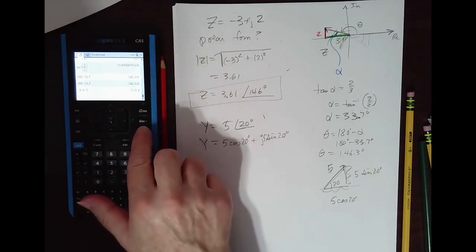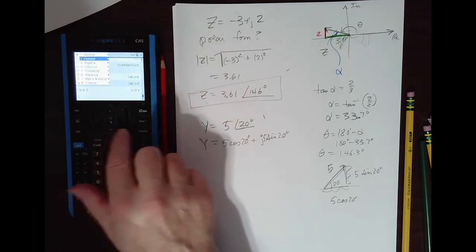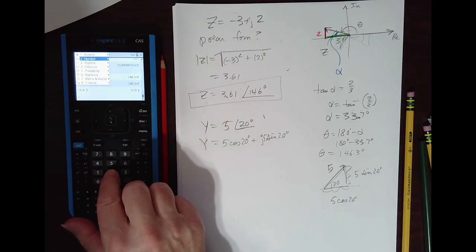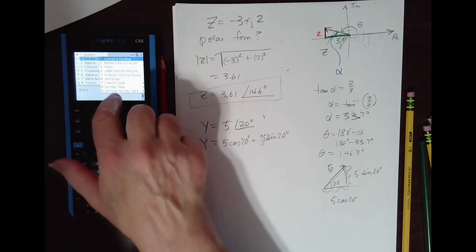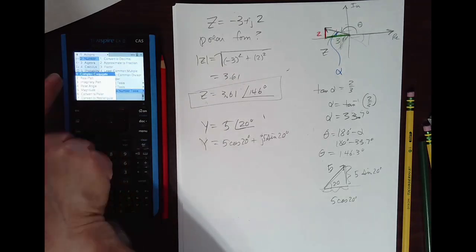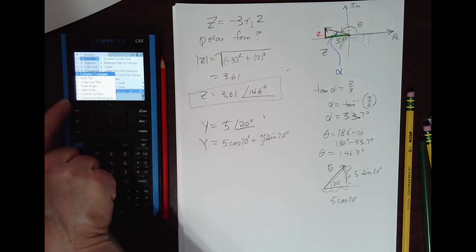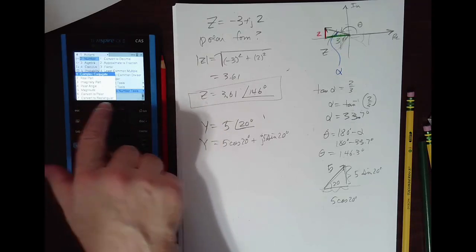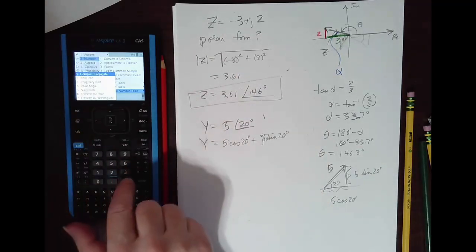Let's see. I think we need to go to the menu, and we need to do number stuff, 2, and then we need to do complex number tools. So mine is option number 9. And then we have these options here: convert to polar, convert to rectangular. So it's already in rectangular, so I'm going to do 6, convert to polar.